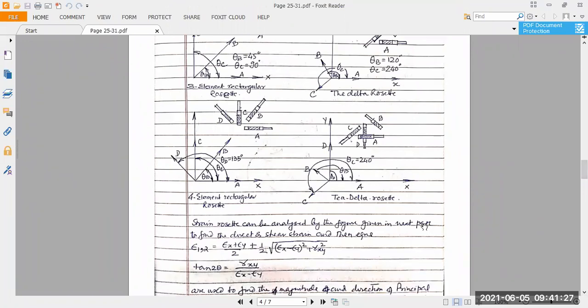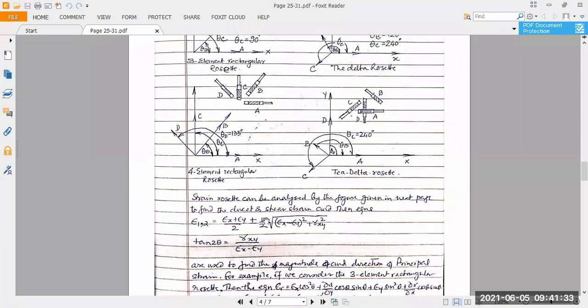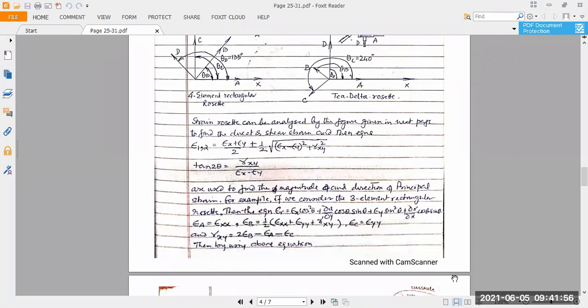Strain rosettes can be analyzed by the figure given on the next page. To find the direct and shear strains, we have to find (εx + εy)/2 plus half the square root of (εx minus εy) whole square plus γxy square, and tan 2θ equals γxy by (εx minus εy), which are used to find the magnitude and direction of the principal strain.